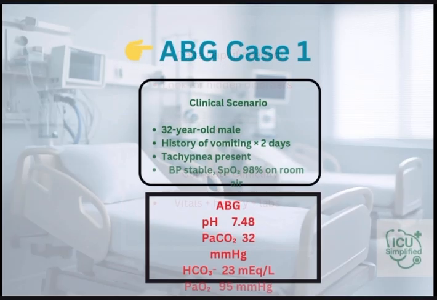Now let's apply the stepwise approach to a clinical case. This is a 32-year-old male with a history of vomiting for 2 days. He's tachypneic, but his BP is stable. His O2 saturation is 99% on room air. His ABG shows a pH of 7.48, PaCO₂ of 32, bicarbonate level of 23, and a PaO₂ of 95 millimeters of mercury. Take a moment to go through the steps and try to interpret this ABG before we discuss it further.